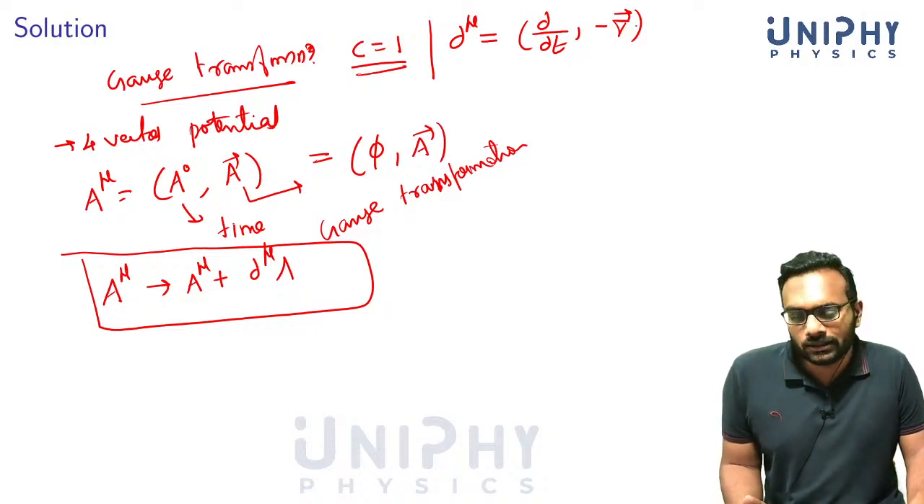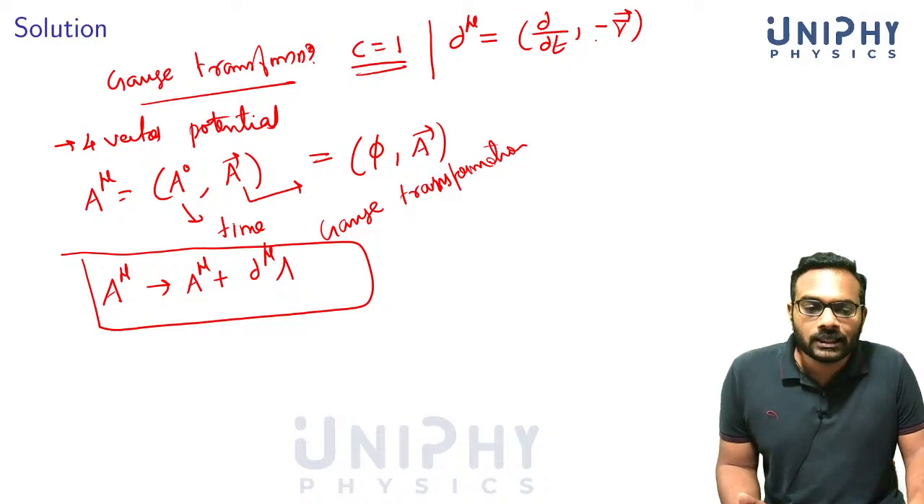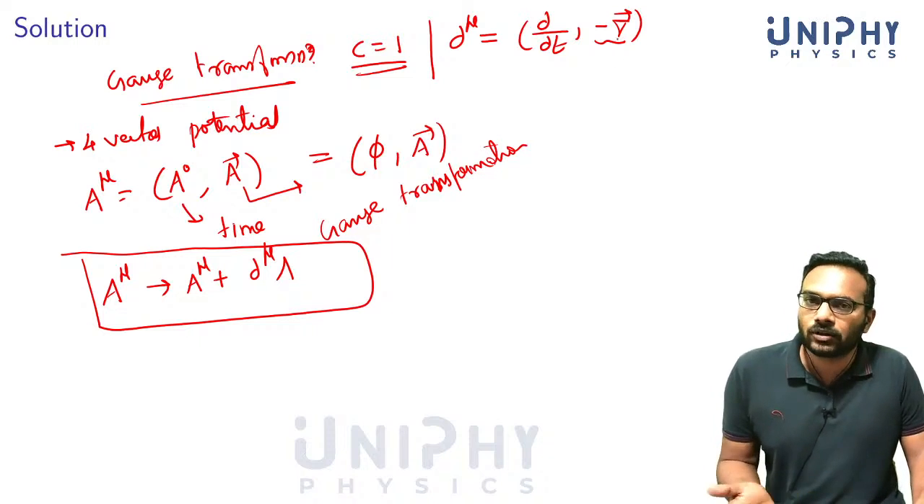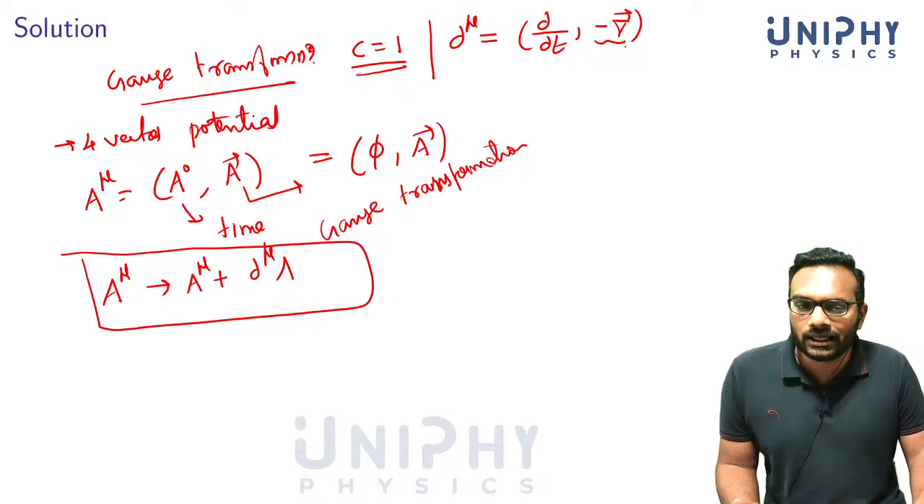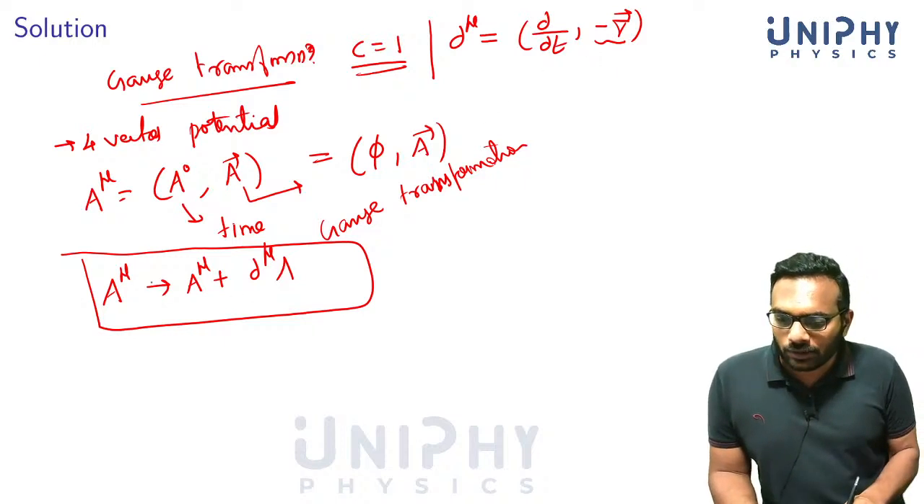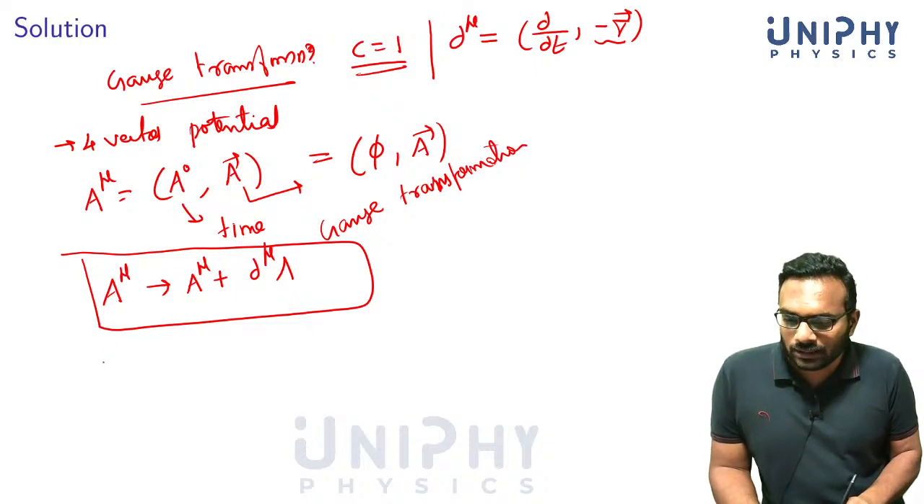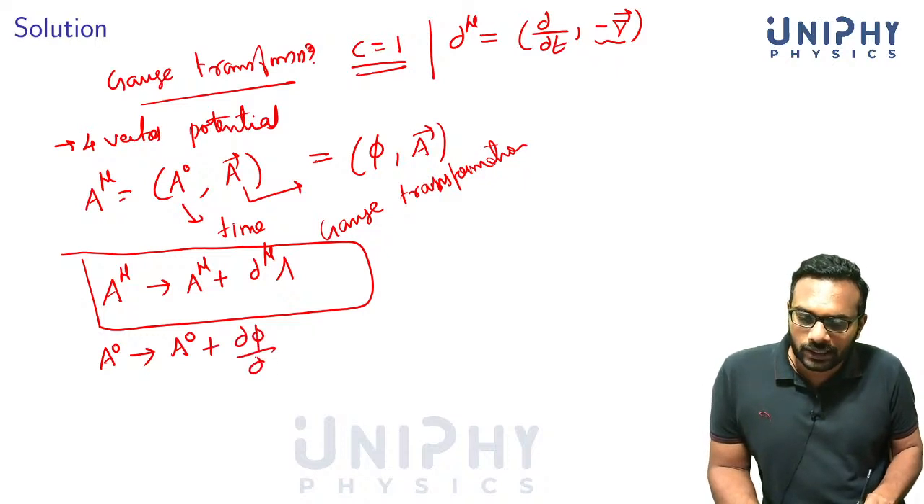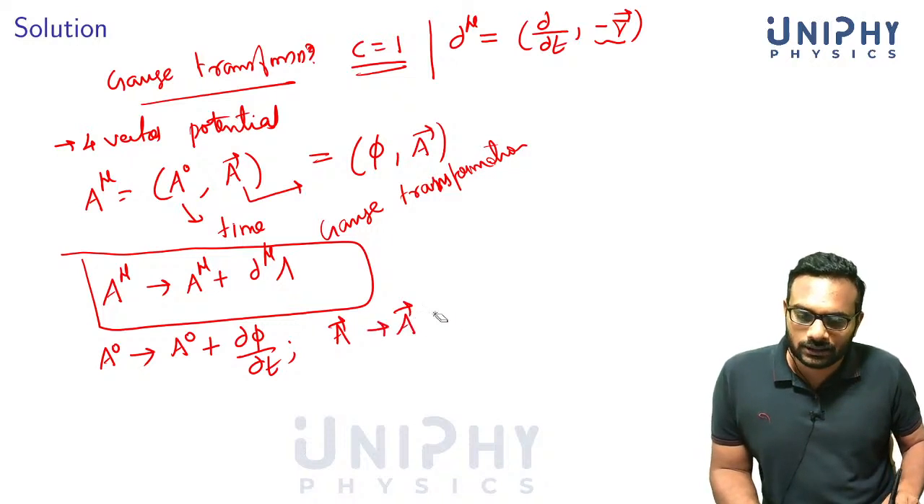All right, it's not the gradient. You say it's minus the derivative with respect to space. All right, the del vector has components ∂/∂x, ∂/∂y, and ∂/∂z. Now you can see that from here you know that the gauge transformation means A0 goes to A0 plus ∂φ/∂t. All right, and A vector goes to A vector plus. There's a minus there. So, minus del vector.